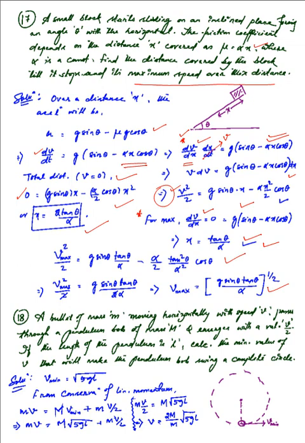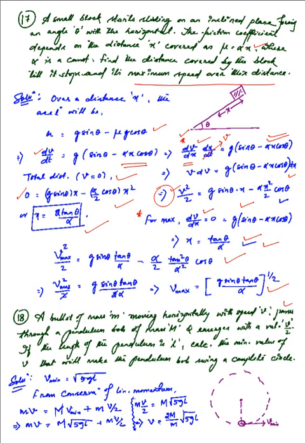In the next question, we have a bullet of mass m moving horizontally with a velocity v, and that passes through a pendulum bob of mass capital M, and emerges with a velocity half its initial, that is v over 2. If the length of the pendulum is L, calculate the minimum value of velocity with which the bullet was fired so that the pendulum bob will complete a circle.